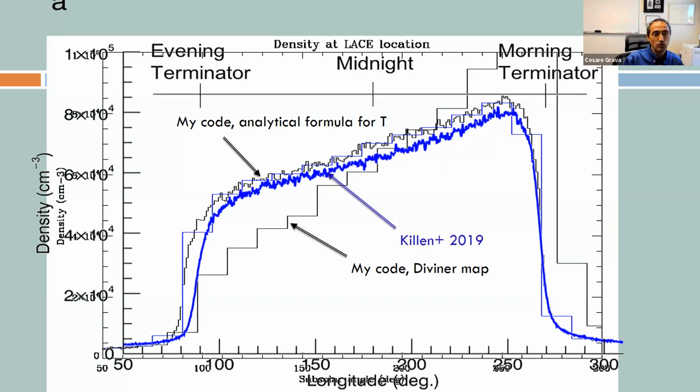So the next step would be to adjust the source rate to match the solar wind conditions, so doing the LACE measurements, for example, which has more nominal conditions than the LADI.